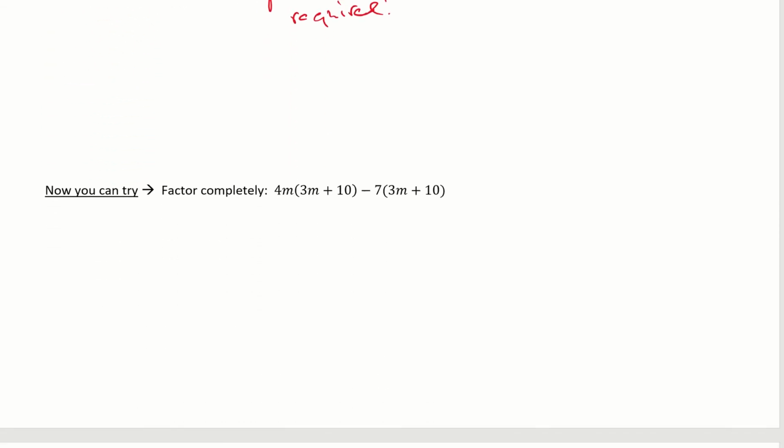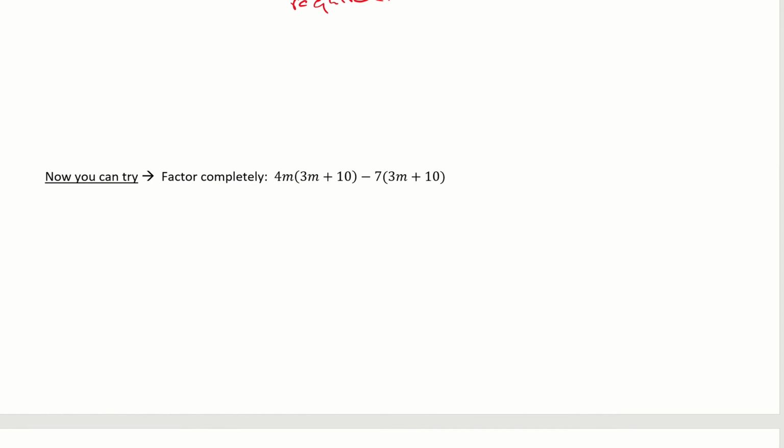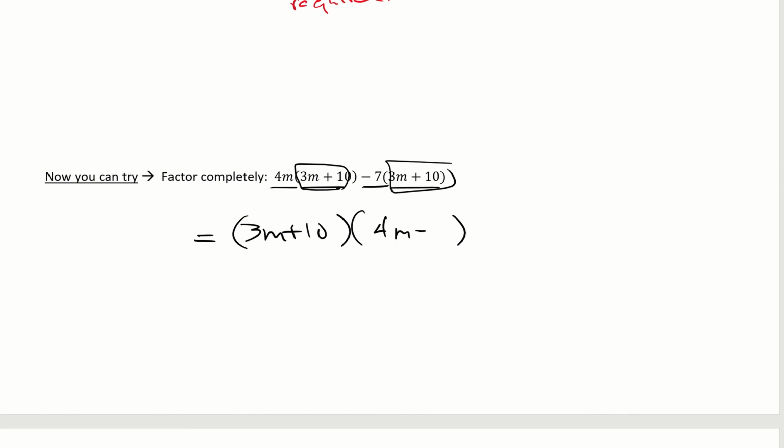Okay, let's do another one. You try this one, and I'll give you a moment to do it. You can pause. And then what I'm going to do is I'm going to notice that 3m plus 10 is the common factor. I need the parentheses, and left behind, in fact, I should have boxed it, is 4m minus 7. It's actually a pretty easy exercise, isn't it?